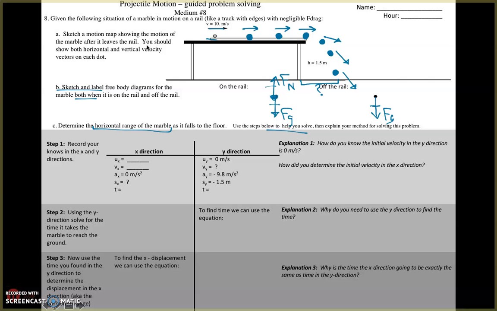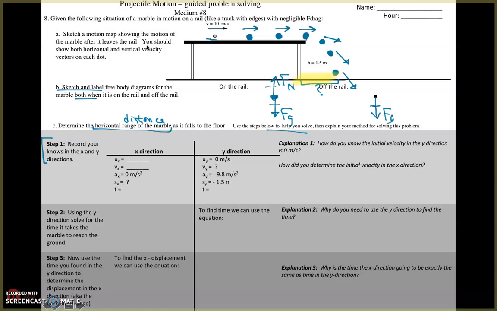The horizontal range means that we're looking for this distance, the distance away from the table that the marble lands. Range is a word that means distance, and horizontal means the x direction. To do that, we're going to start out with our steps. Our first step is to record our knowns in the x and y direction, and I have some of them already down here for you.